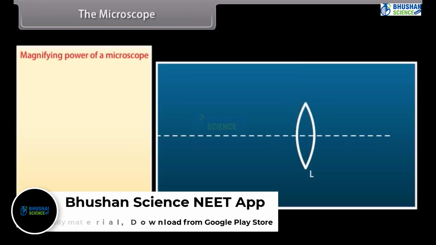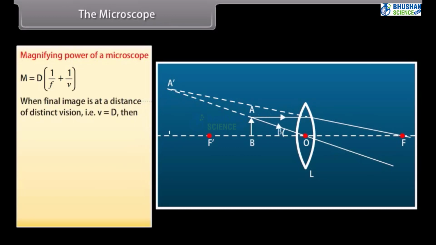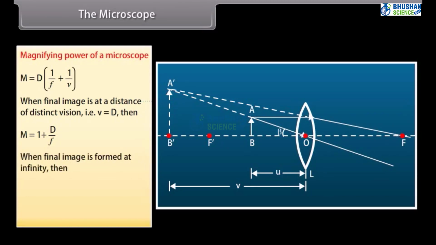Magnifying power of a microscope. M is equal to D into 1 by F plus 1 by V. When final image is at a distance of distinct vision, that is V is equal to D, then M is equal to 1 plus D by F. When the final image is formed at infinity, then V is equal to infinity. M is equal to D into 1 by F, plus 1 by infinity, which is D by F.